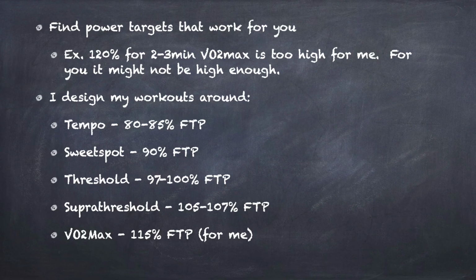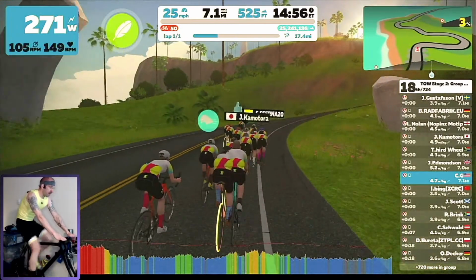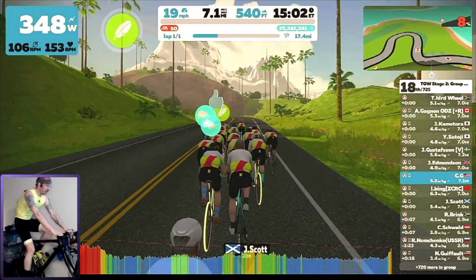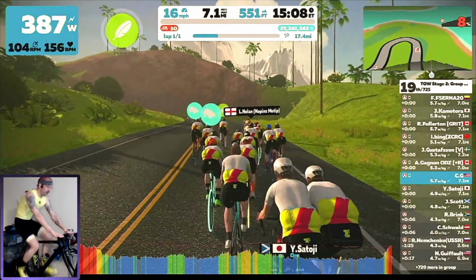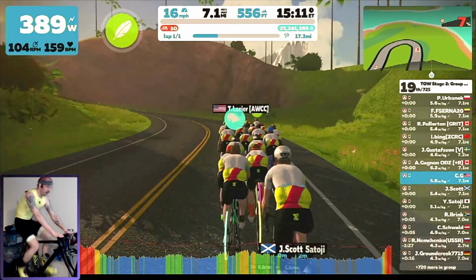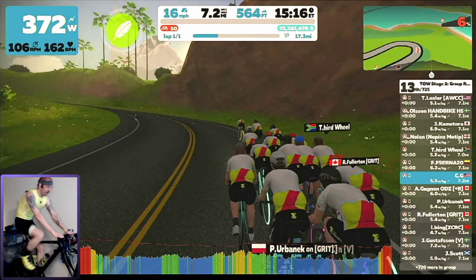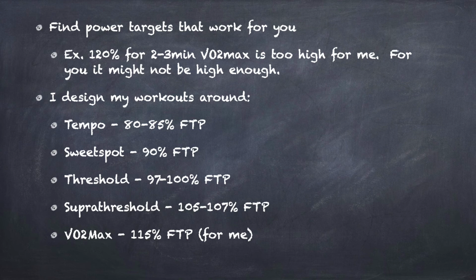For my personal workouts, I usually target tempo intervals at between 80 and 85% of FTP. For sweet spot, I don't overthink it. There are different ranges depending on whoever you talk to. Generally, I've seen it between 88 and 95%, but I've seen it as high as 88 to 97%. So I just do them at 90%. Even, don't worry about it. You don't need to overcomplicate it. For threshold, I target 97 to 100%. For super threshold, I generally target 105-ish%, maybe a little bit higher. And for VO2 max, for me, I do it at around 115%.